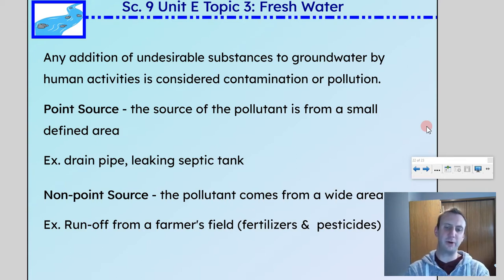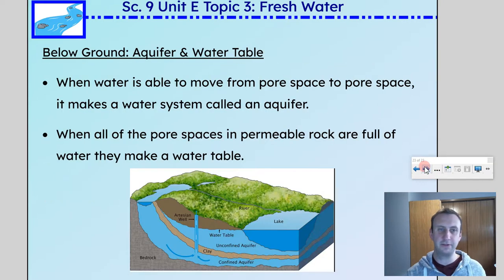But we're talking about groundwater here, and that can soak into the ground over time and make it into that groundwater as well. So that's the difference between point source and non-point source. Point source, you can point to the thing and say, hey, there it is. Non-point source, you cannot point to the thing and say, there it is.